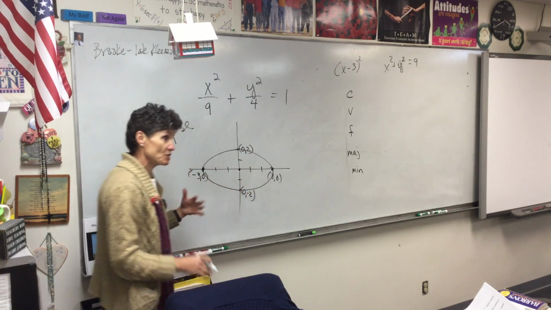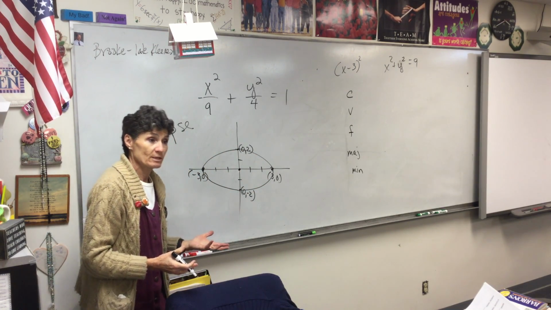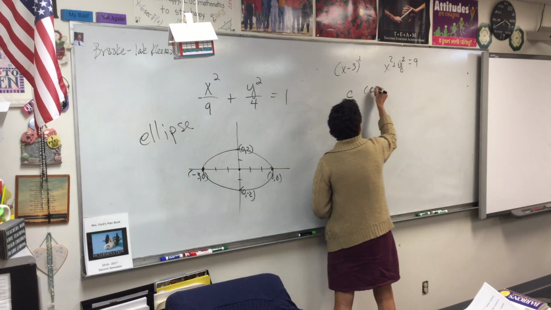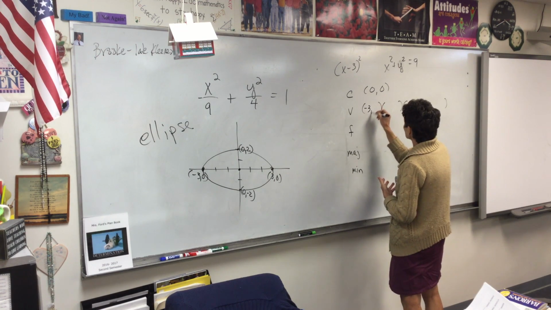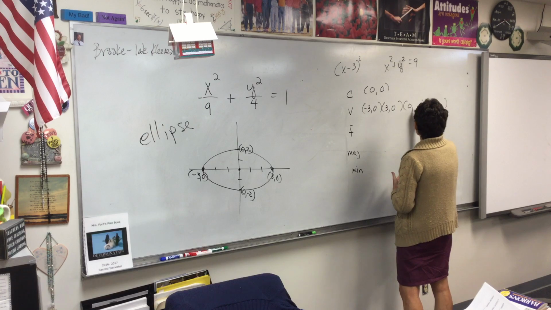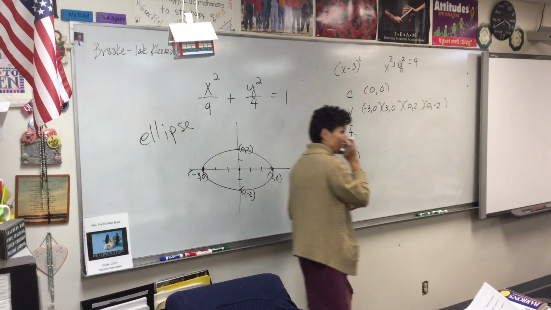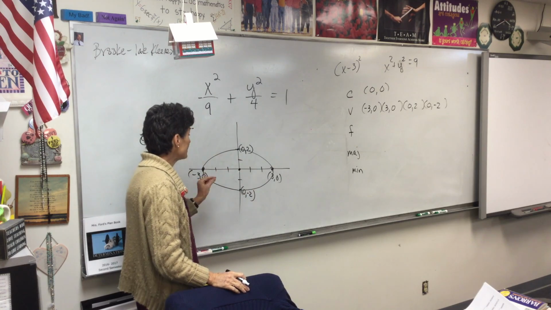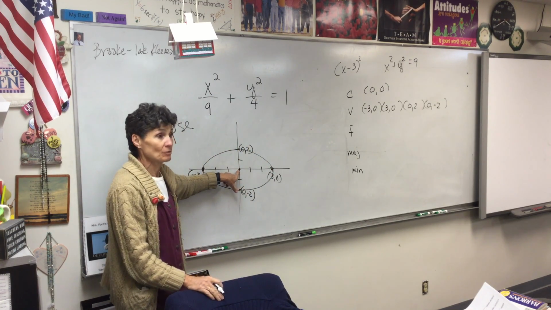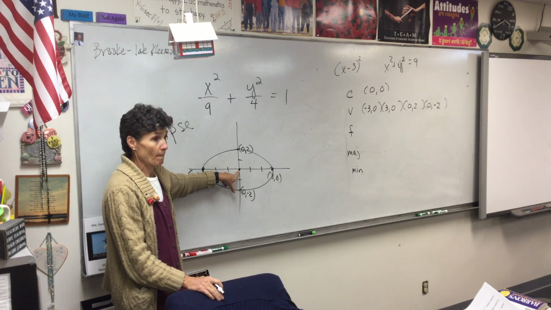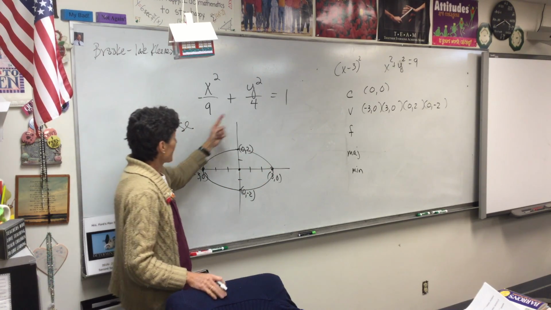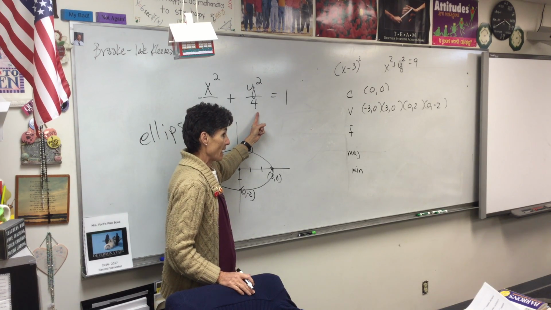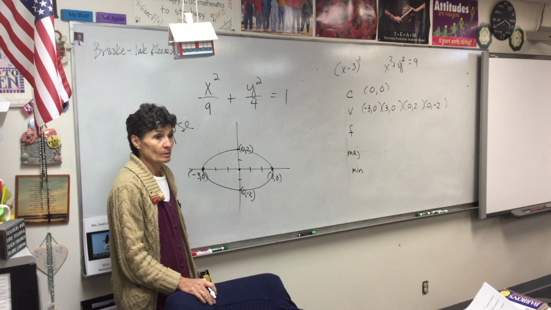These 4 points that I just connected are called the vertices. So my center was at the origin, and I have 4 vertices: negative 3, 0; positive 3, 0; 0, 2; and 0, negative 2. Now again, how did I get these vertices? I started at my center, and I went sideways the square root of that number, and I went up and down the square root of that number. And that's how you do it every time, starting at your center.